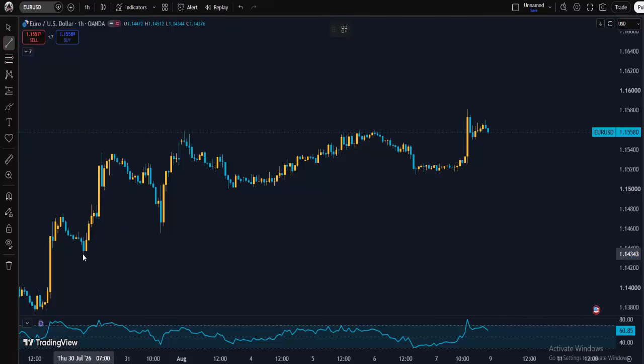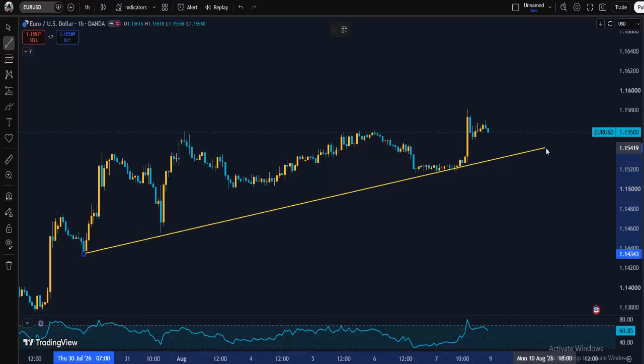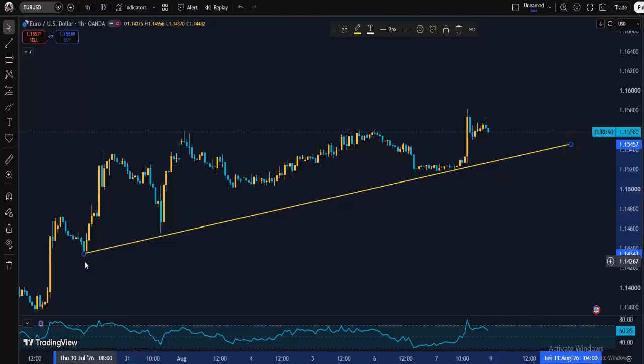Now let's move to the next EUR/USD analysis. EUR/USD is currently trading around the 1.1558 area, and the H1 chart is showing a constructive bullish structure.